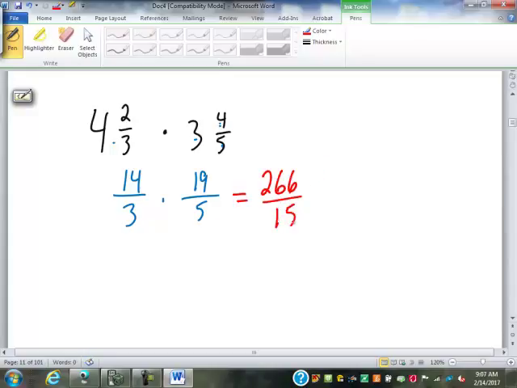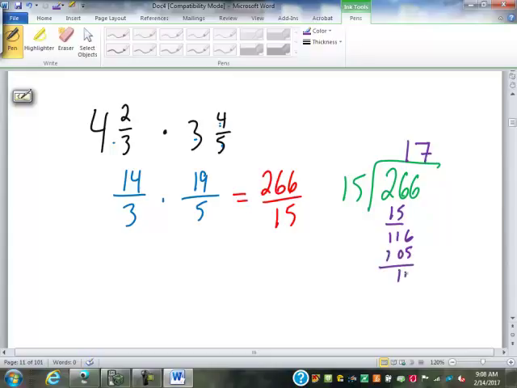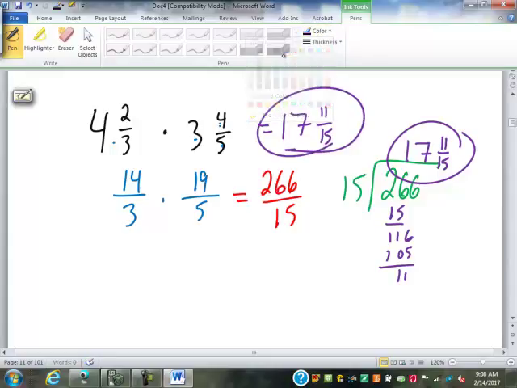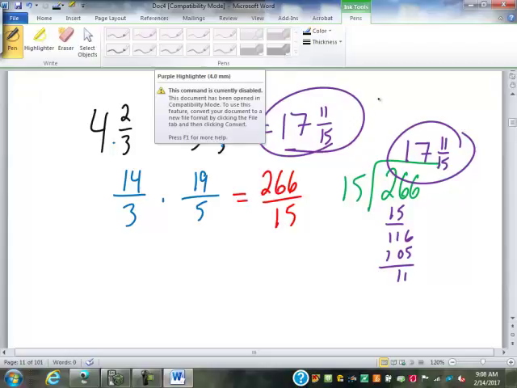3 times 5 is 15. 266 divided by 15. 15 goes into 26 once, with 11 left over. Bring down the 6. 15 goes into 116 7 times. 7 times 15 is 105. So that's 11 left over. 17 and 11 15ths. What do you think? Good stuff?